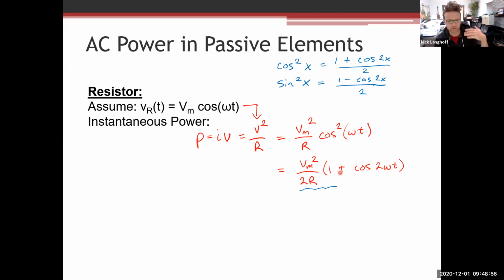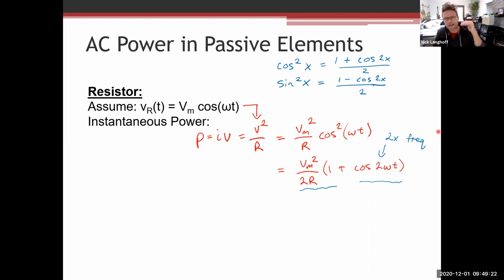So there's an ever-present power being absorbed by the resistor. Now if you take this Vmax squared over 2R term and multiply it by the cosine term, that's an oscillating amount. And in fact, it's oscillating at twice the frequency of the voltage across the resistor.